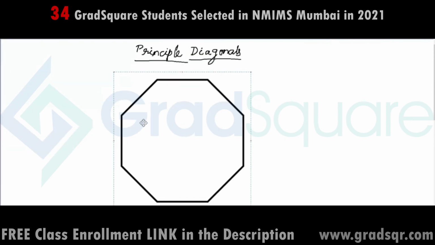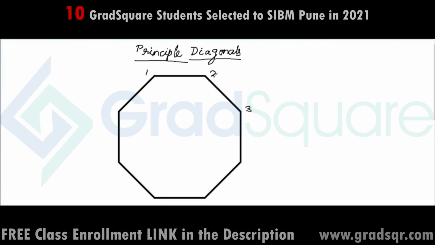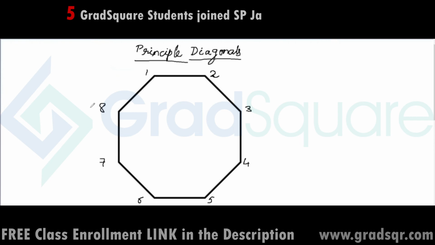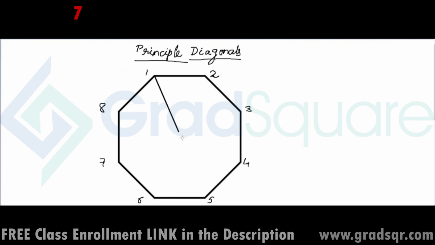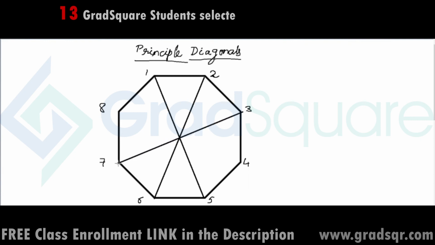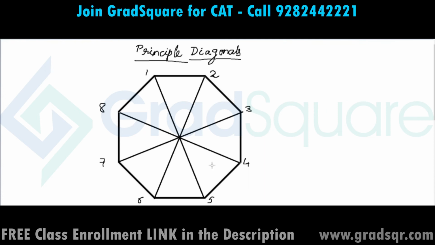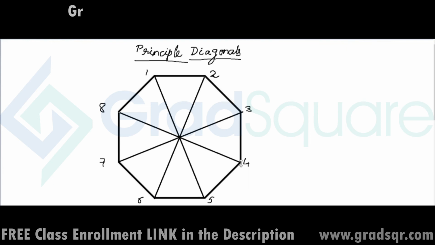Okay. So let me once again take the case of the same regular octagon 1, 2, 3, 4, 5, 6, 7, 8. Now in this polygon, it's very simple to figure out that the principal diagonals are formed by joining 1 and 5, 2 and 6, 3 and 7, and 4 and 8. So all these are principal diagonals of the regular octagon: 1, 5, 2, 6, 3, 7, 4, 8. These are formed by joining vertices which are exact opposite to each other. Right?